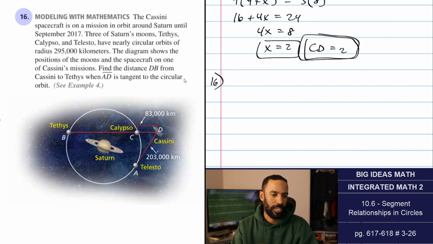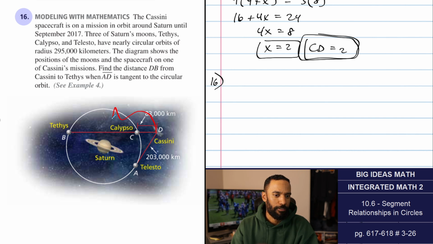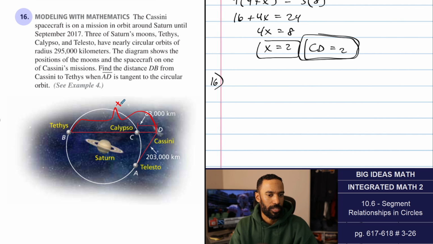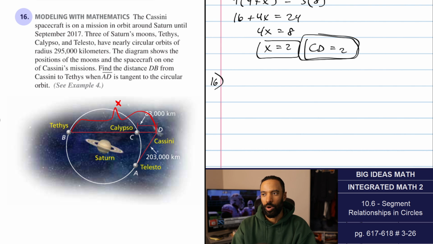Honestly, for the most part here, I just got to go by the numbers that they have. So they wanted to find the distance from Cassini to Tethys. So this here is unknown that we're trying to find. I'll call it X, because now X is the whole, and we don't have to deal with anything else with that. Now, they gave us the drawing. For the most part, we can run off that drawing and do the rest of it.